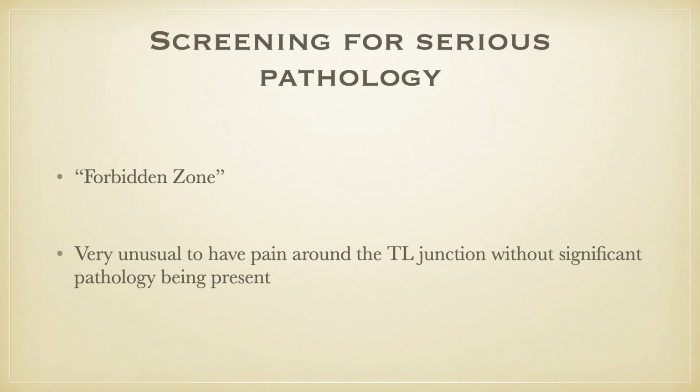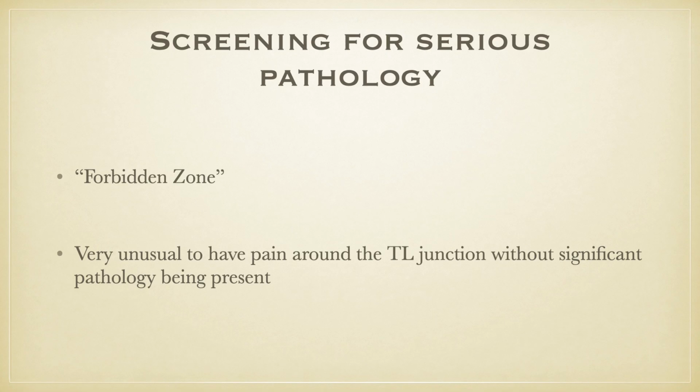Now, one of the things that we also need to talk about with this area is pathology, especially serious pathology, because one of the things that we have always been taught, especially by Dr. Cyriax, whenever he was educating people about this area, is that this is, quote-unquote, the forbidden zone, where if you actually have symptoms localized to the thoracolumbar junction, it's probably a bad thing. It's probably not a good thing. It's very unusual to have pain around this area without severe pathology.